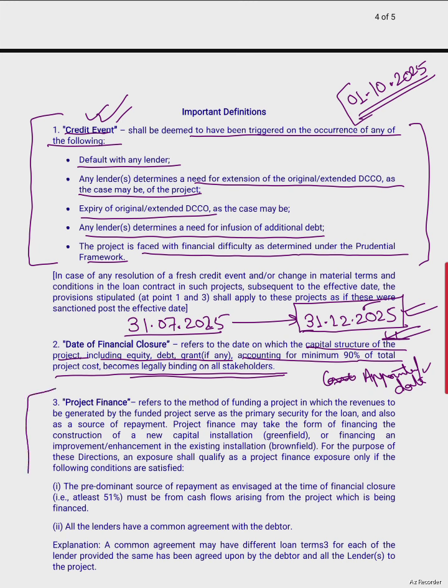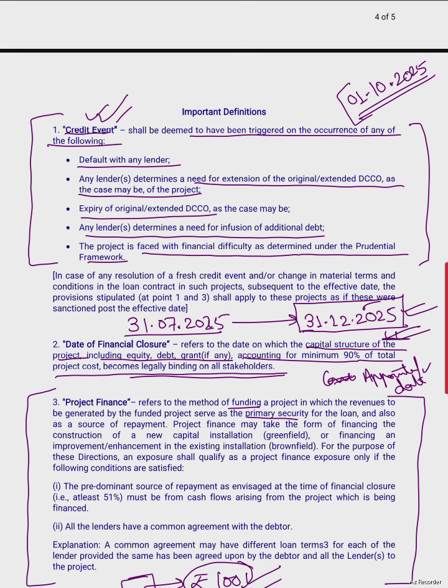Now the most important definition, that what actually project finance is, which was not explicitly provided in any of the earlier notifications in a more detailed way. It says that it refers to the method of funding a project in which revenue to be generated by the funded project serves as the primary security. Means there is no security except the revenue of the project itself. If a project is going to generate rupees 100, then the repayment will be from rupees 100, and this repayment itself will stand as a primary security, because there is no other security.